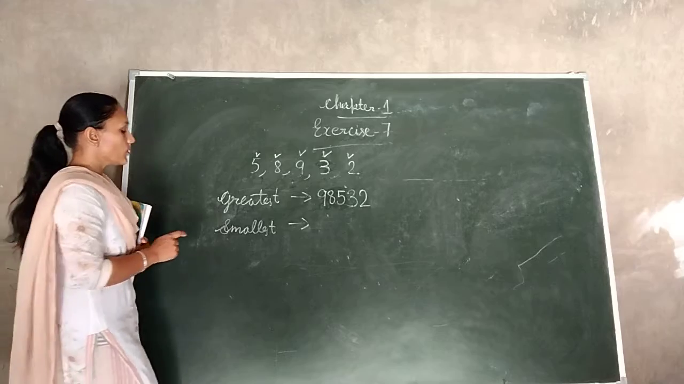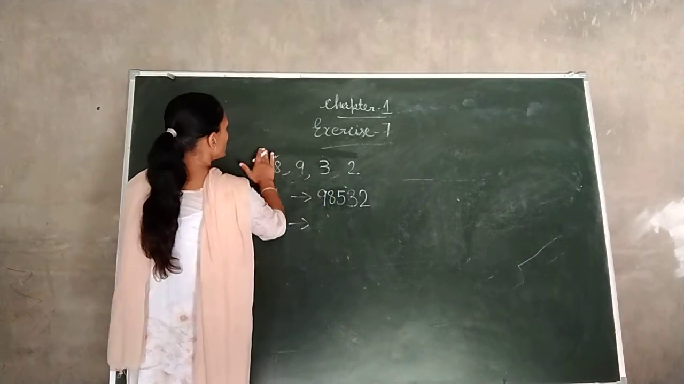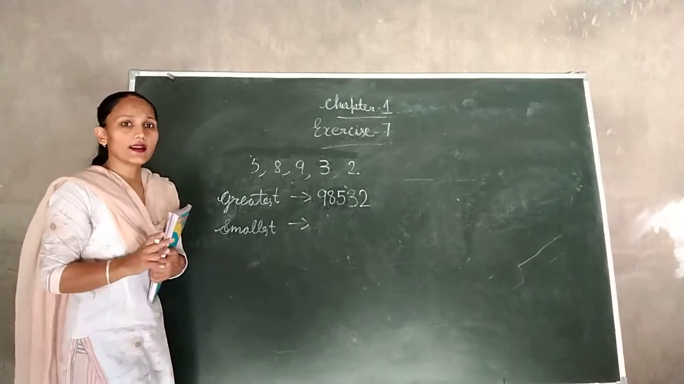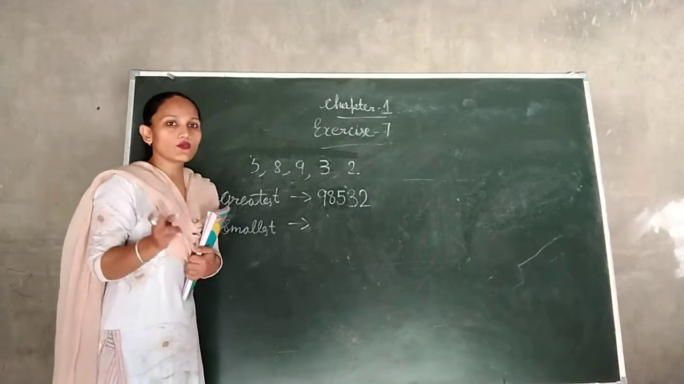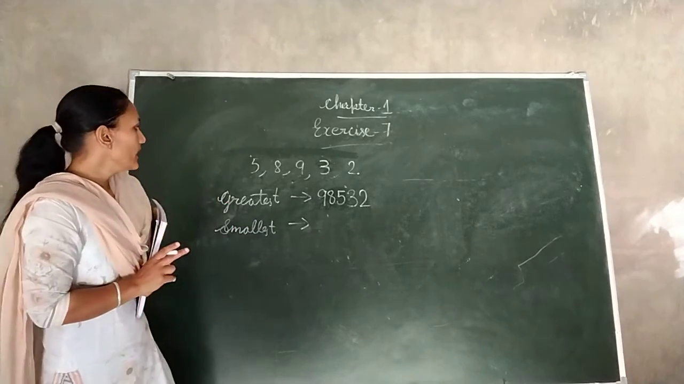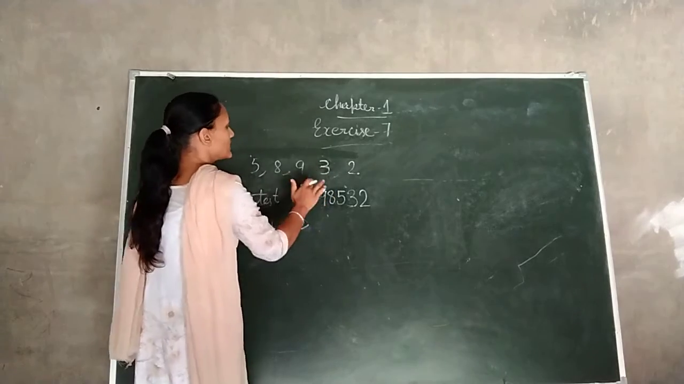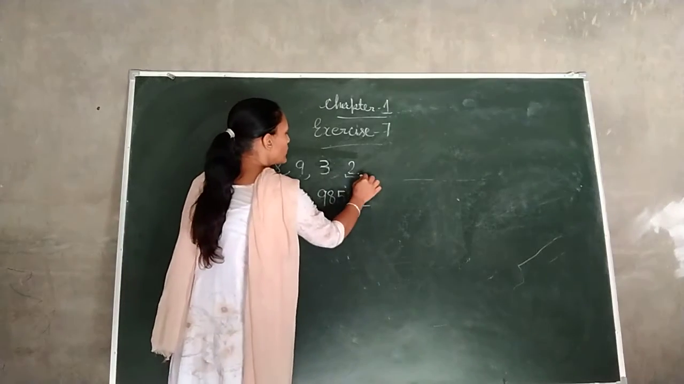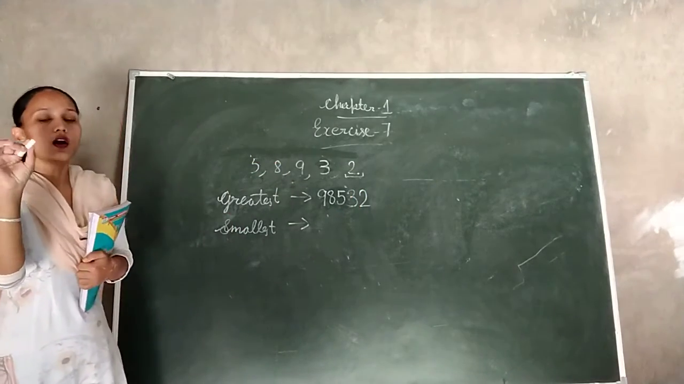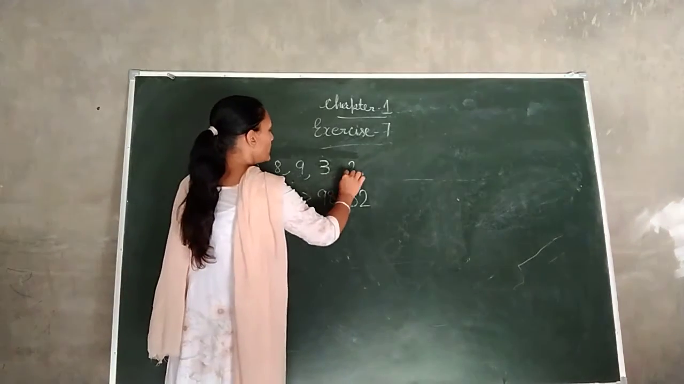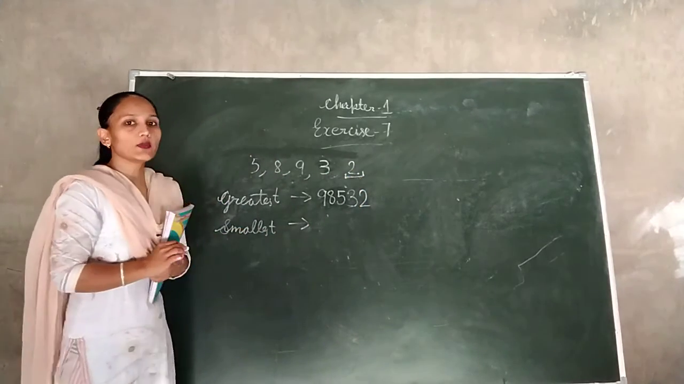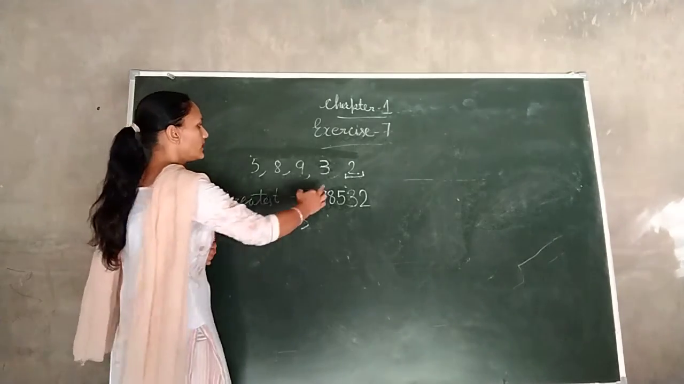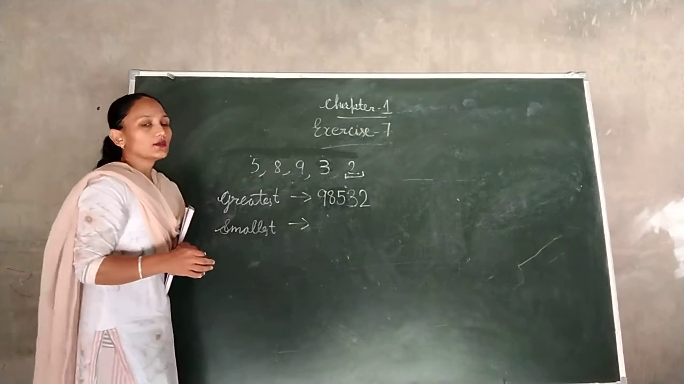Then we have to make the smallest number. When we have to make the smallest number, we have to arrange these digits in ascending order. In ascending order, first of all, we write the smallest number, and after that we find the smallest number among the remaining digits, and so on. Or we can say we find the smallest number and then go upwards, writing the next number greater than the previous one, and so on.